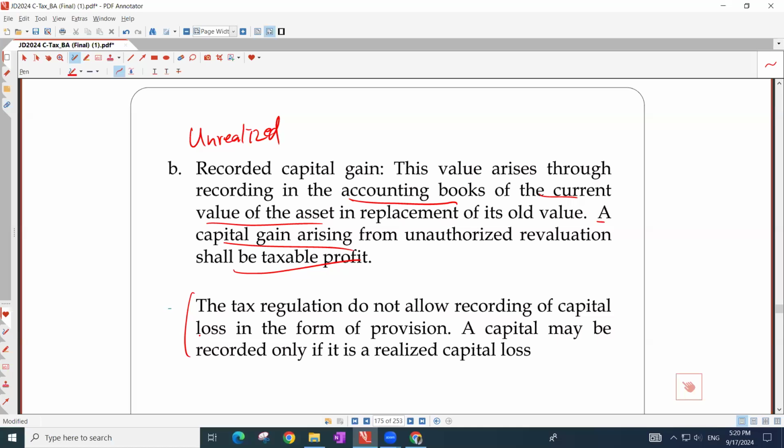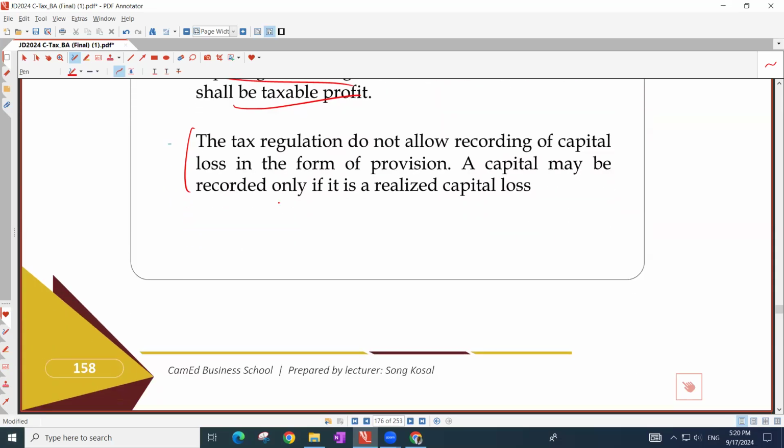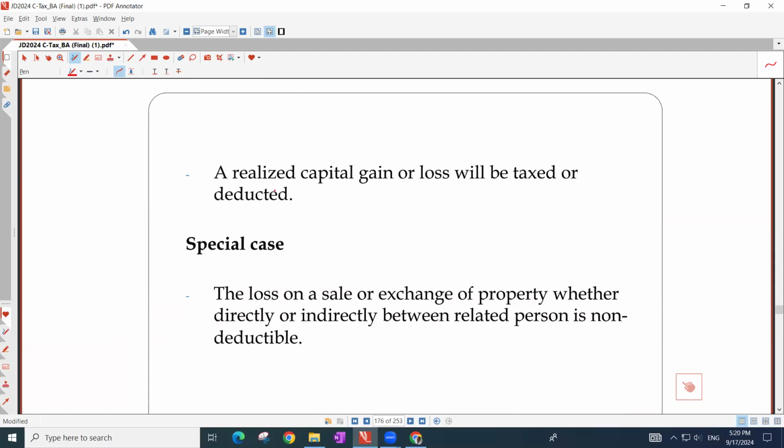Okay. This is a rule. But from accounting, if you do revaluations, if it is a gain, you record it as other income, and if it is a loss, you record it as an expense. But from a tax perspective, it is not taxable if it is a gain and not deductible when it is a loss. I repeat here, realized capital gain or loss will be taxed or deducted. Again, tax on income.